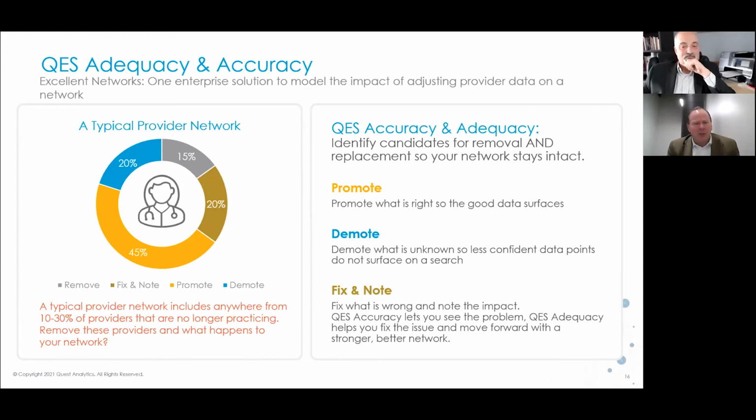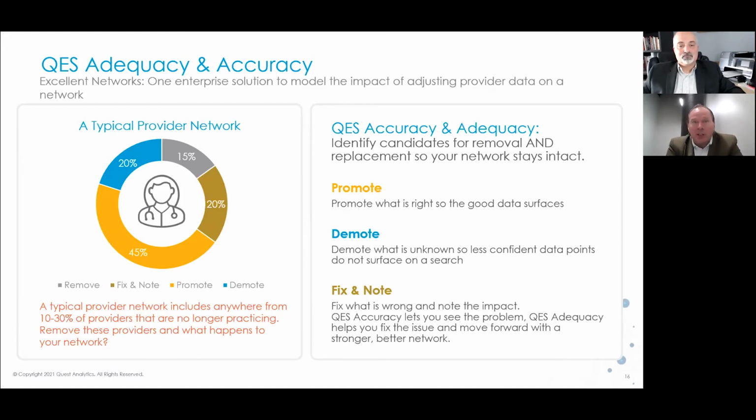I had shared earlier that we know that these networks churn pretty frequently and information gets stale and outdated. So how do I manage that? We've come up with 3 key aspects that we'd recommend that you digest and consider as part of your strategy. We refer to that as promote, demote, and fix and note. And when I say promote, basically we know information about a certain population of our provider network to be correct. And that's a great thing.